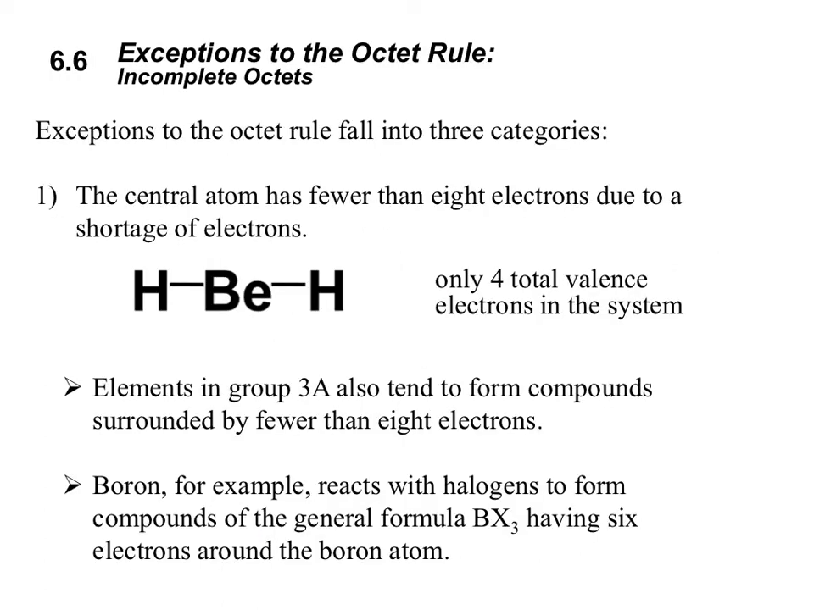Exceptions to the octet rule. Incomplete octets. Exceptions to the octet rule fall into 3 categories. 1. The central atom has fewer than 8 electrons due to a shortage of electrons. So for example, beryllium dihydride, there are only 4 total valence electrons in the system. Elements in group 3A also tend to form compounds surrounded by fewer than 8 electrons. For example, boron reacts with halogens to form compounds of the general formula BX3, having 6 electrons around the boron atom. Once again, short of the total of 8 electrons required.